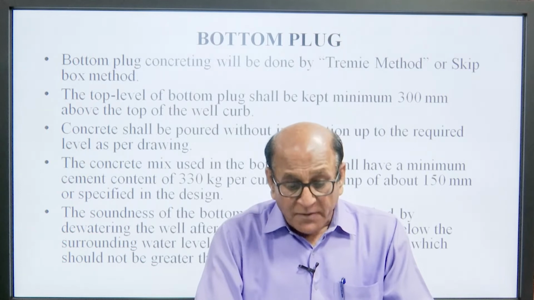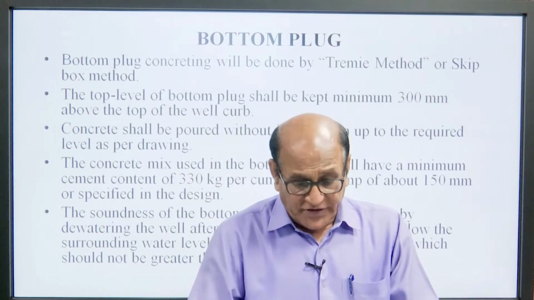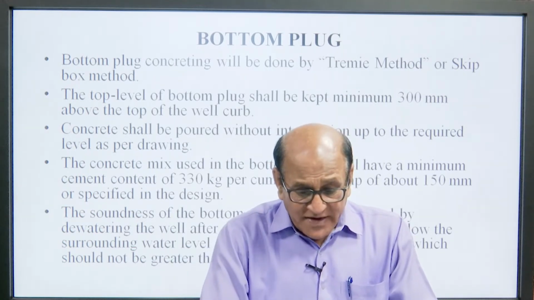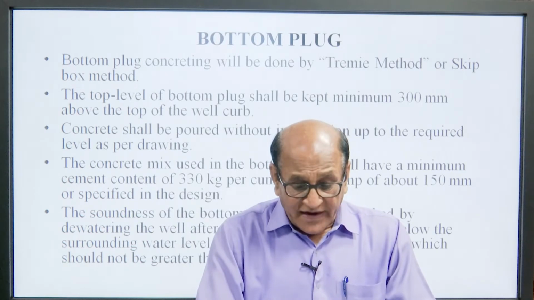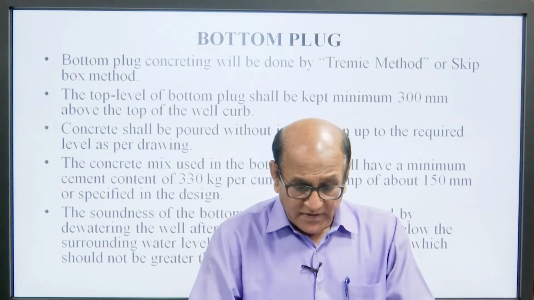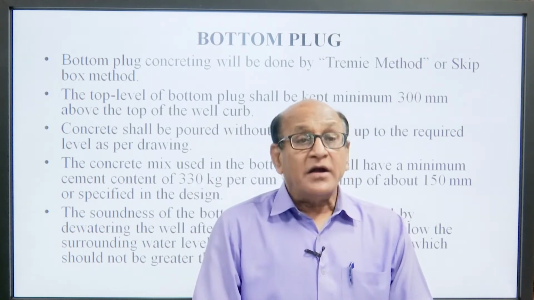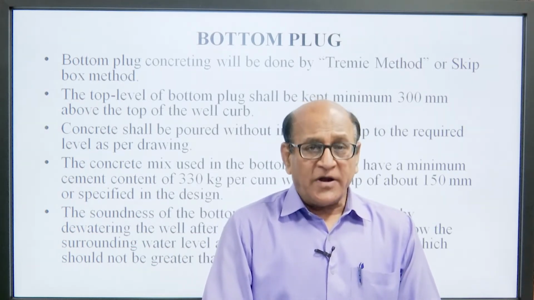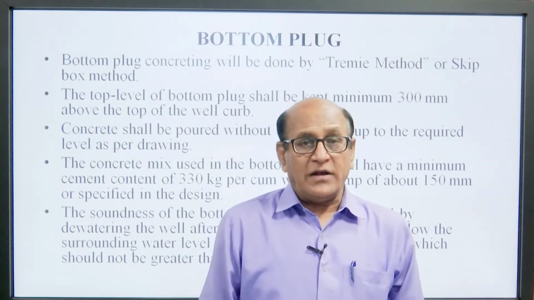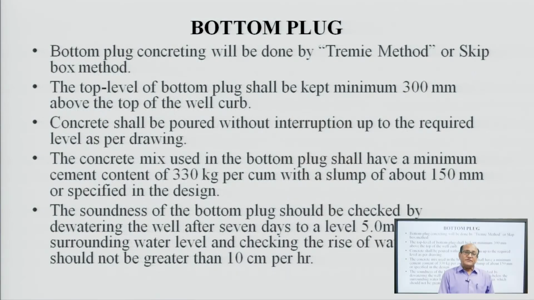The concrete mix shall be of nearly M40, and the cement content should be 330 kg per cubic meter with a slump of about 150 mm. Soundness of the bottom plug should be checked after dewatering. After dewatering from the well, if water is coming in more than 10 centimeters per hour, then it should be checked again and made waterproof.